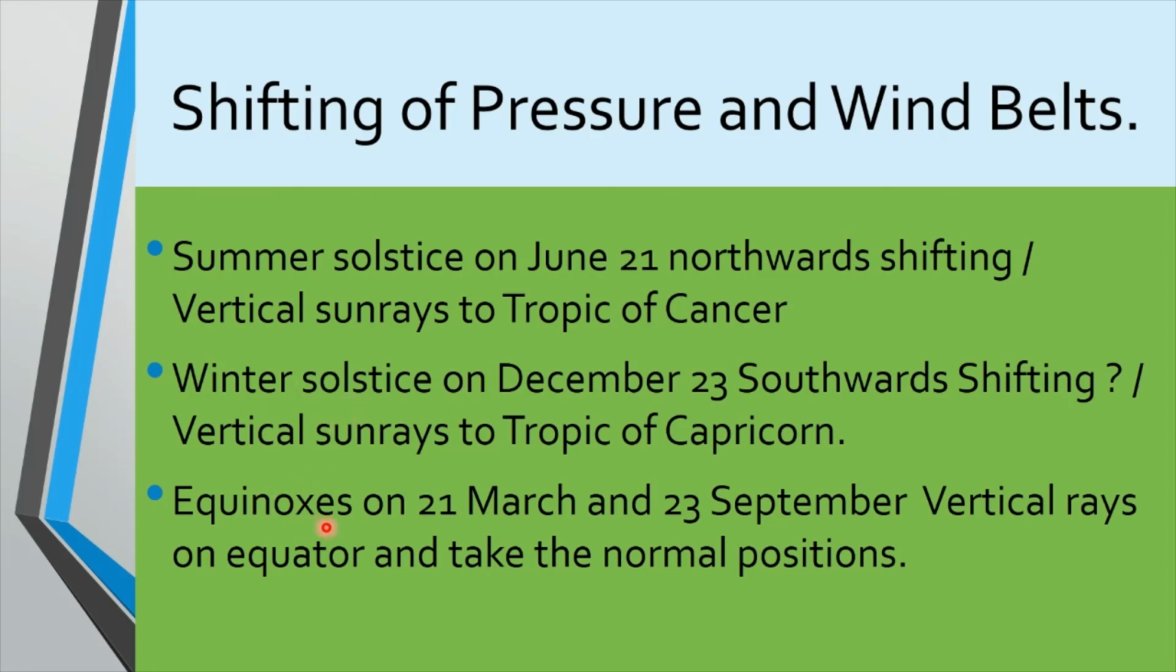Equinox. Equinox means equal days and equal nights. Two days are there, 21st March and 23rd of September. So here the vertical rays are coming to the equator and all the belts will take their normal position. Wherever the positions were, they will come back there. So these are the shifting of pressure and wind belts.